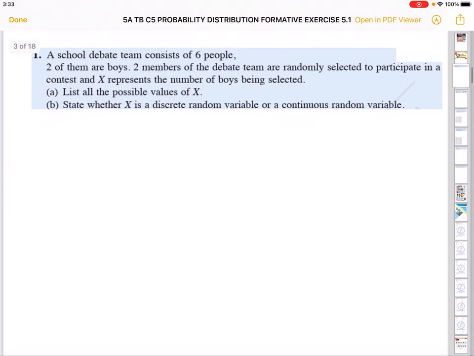Alright, let's get straight to this. So here, the first question is about a school with a debate team of 6 people. 2 of them are boys, and 2 members are randomly selected. Let X represent the number of boys selected. List the possible outcomes.